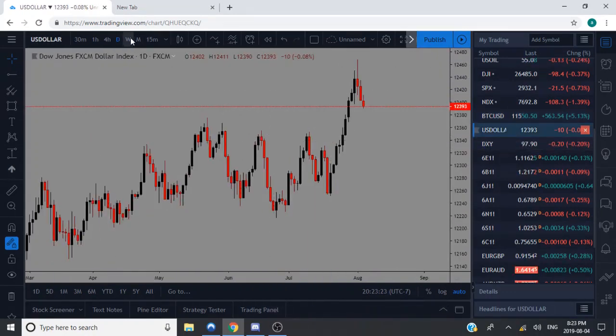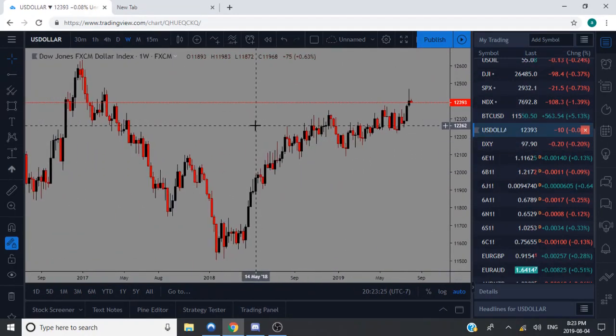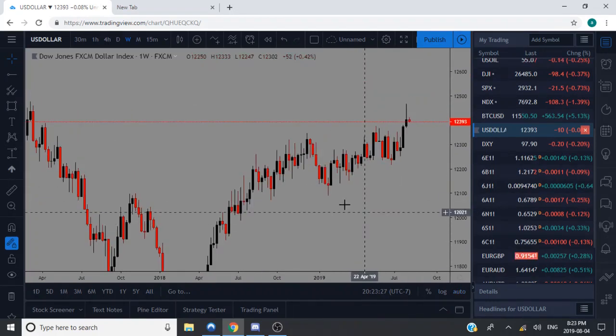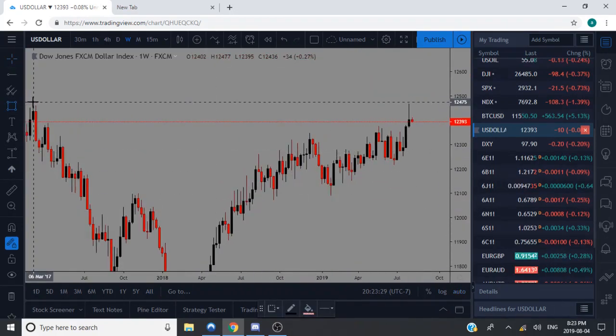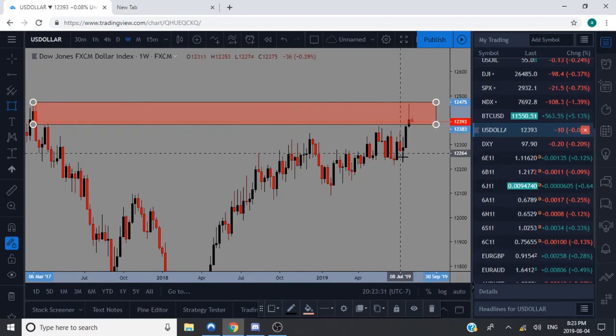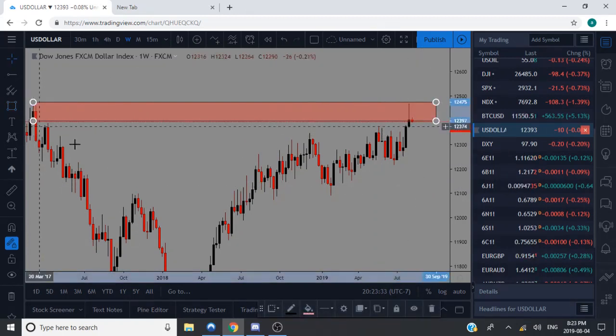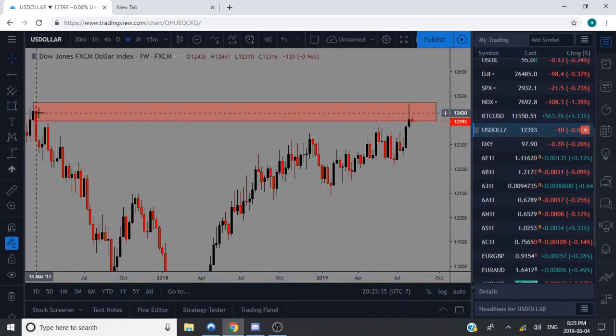USD. Let's check out the weekly time frame. Yeah, so this is why I like the US dollar, is that I talked about it. We're sitting in that weekly supply, fresh supply. You can see how it's come up into it really deep, and now it's starting to get respected.